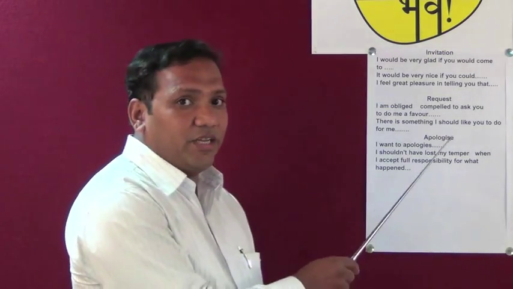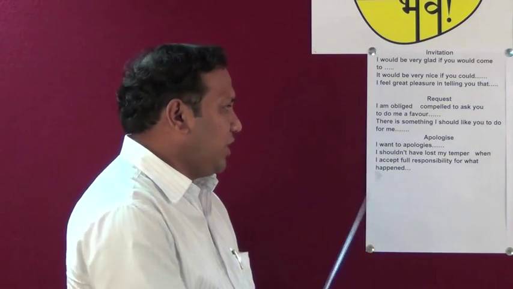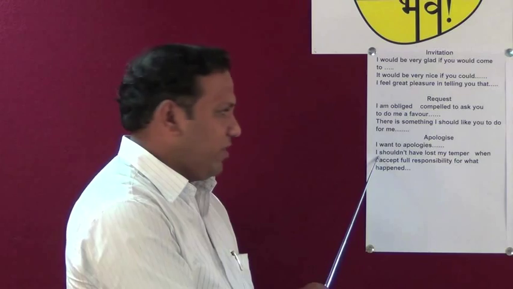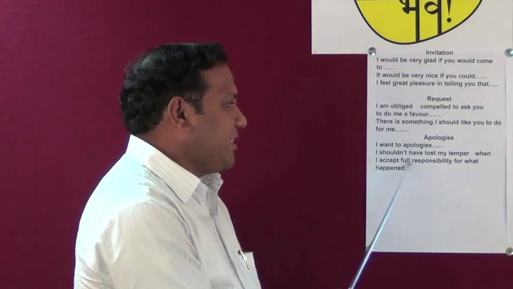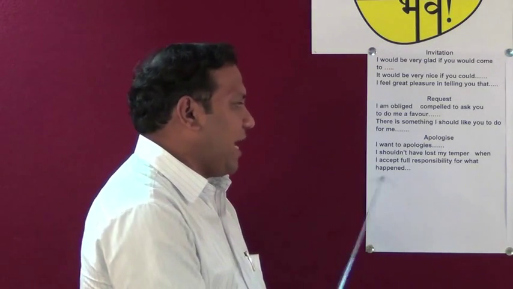So how to begin that apology letter? I want to apologize for whatever mistakes you have committed, you may write down here. Or if you don't like this, then you may begin with another sentence. I shouldn't have lost my temper when you asked me to do this, or whichever situation there is, you can write down. Next is, I accept full responsibility for what happened.